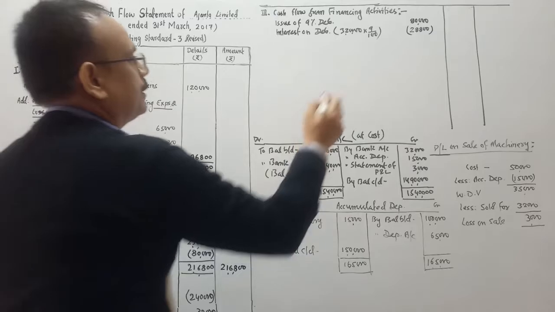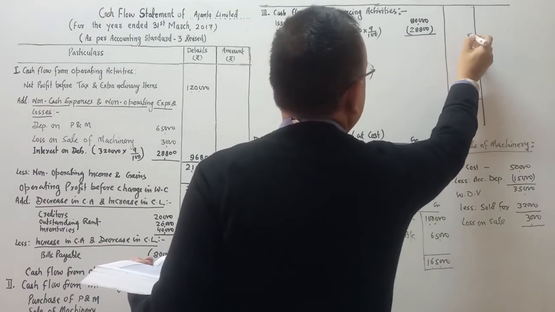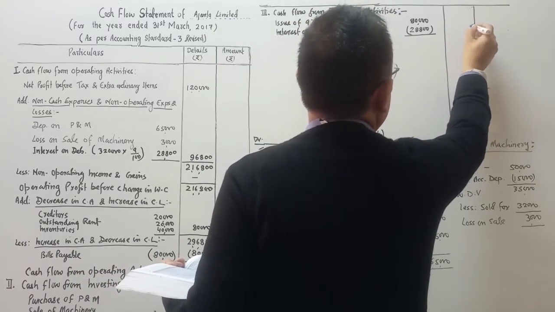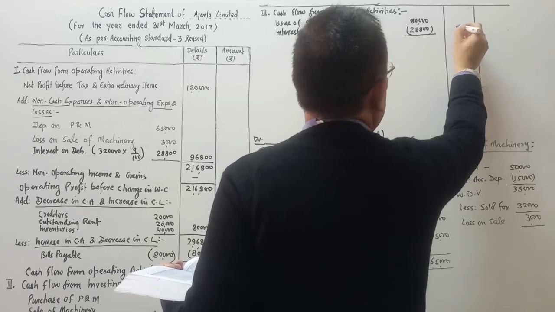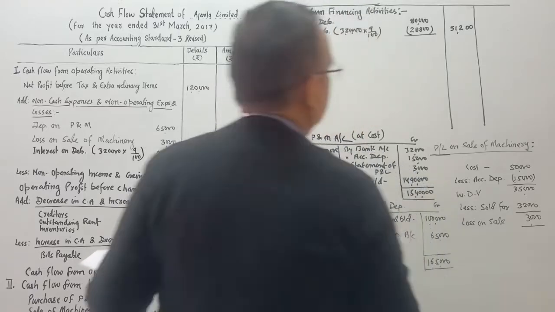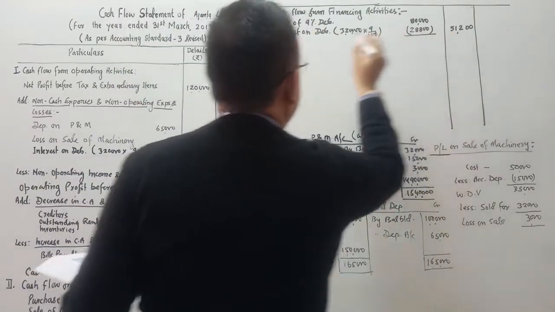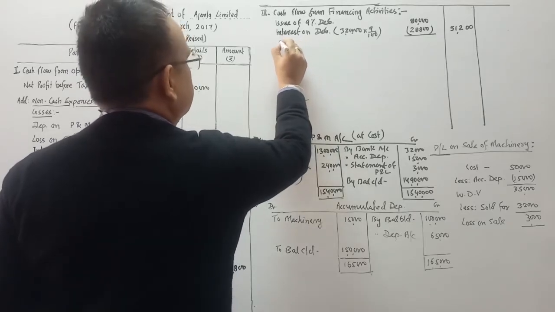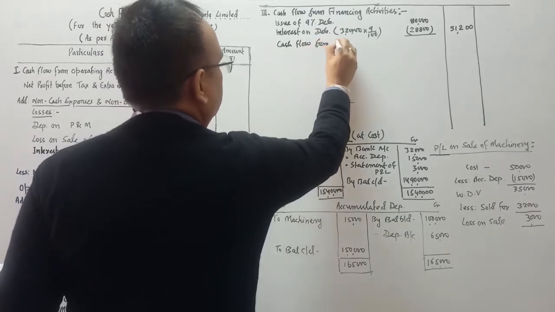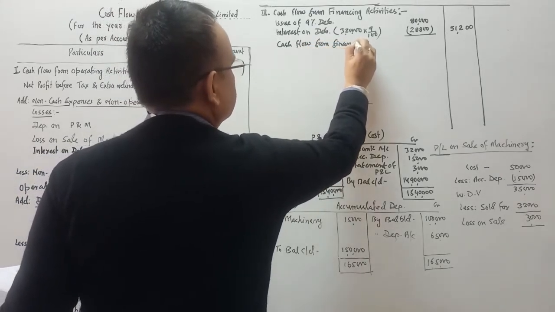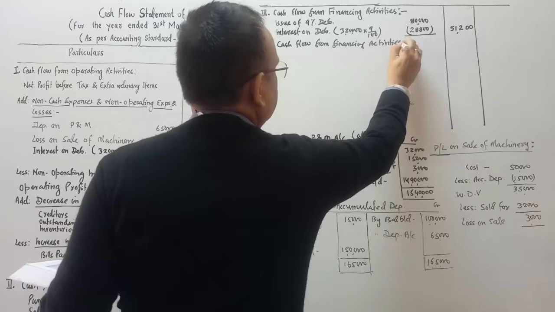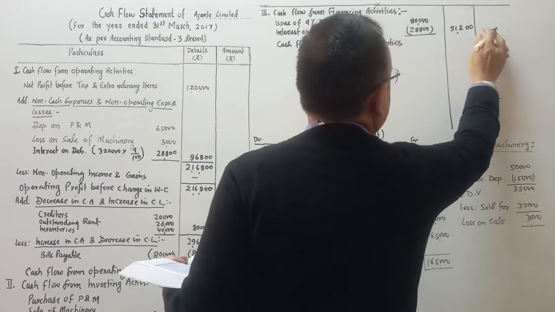So the net difference is how much? You write this difference over here directly: 51,200. Plus is excess, so cash flow from financing activities is how much? 51,200.